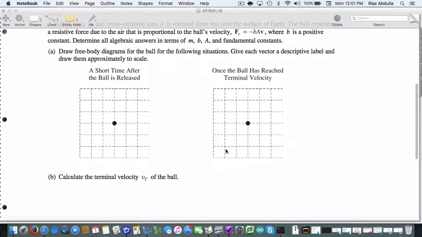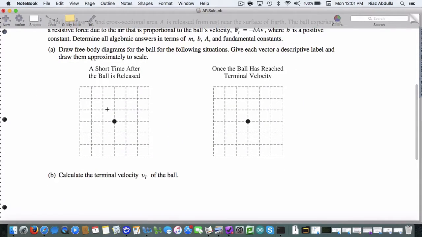All right, this is an air resistance problem, so I'm going to do it a little bit quicker. First thing, the ball's been released from rest. I'm just going to say this. Some people drew the force of air resistance going this way. Why?